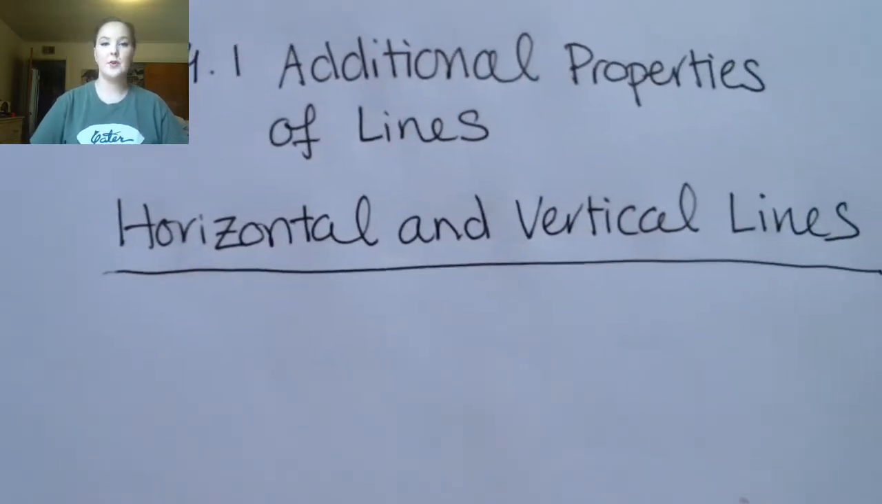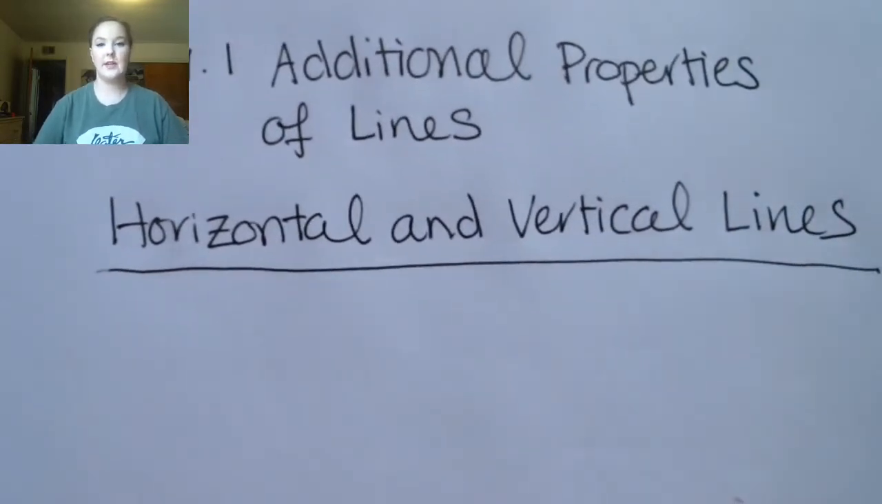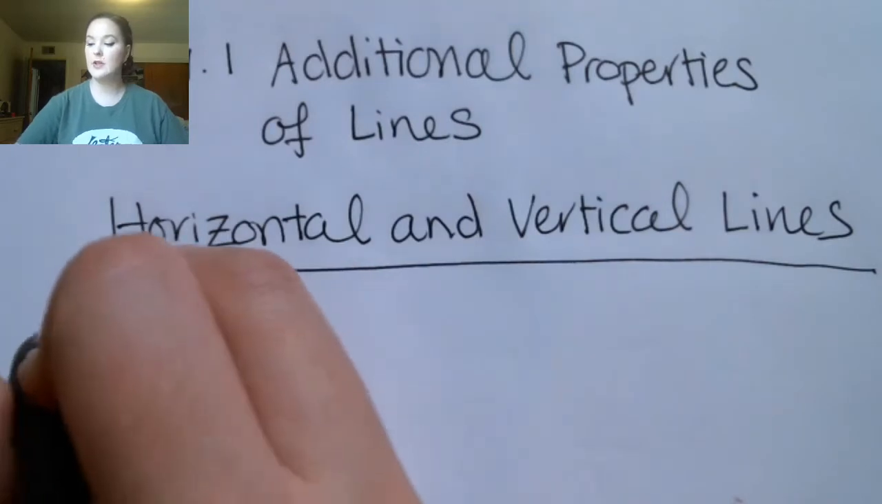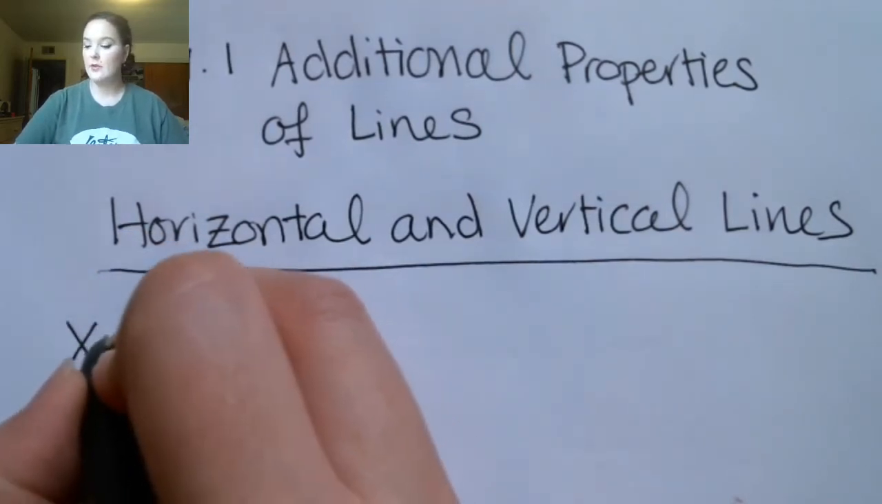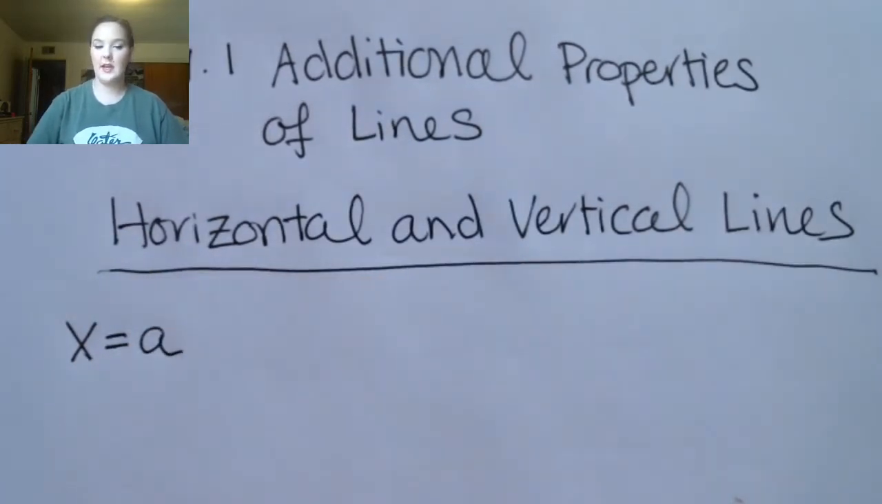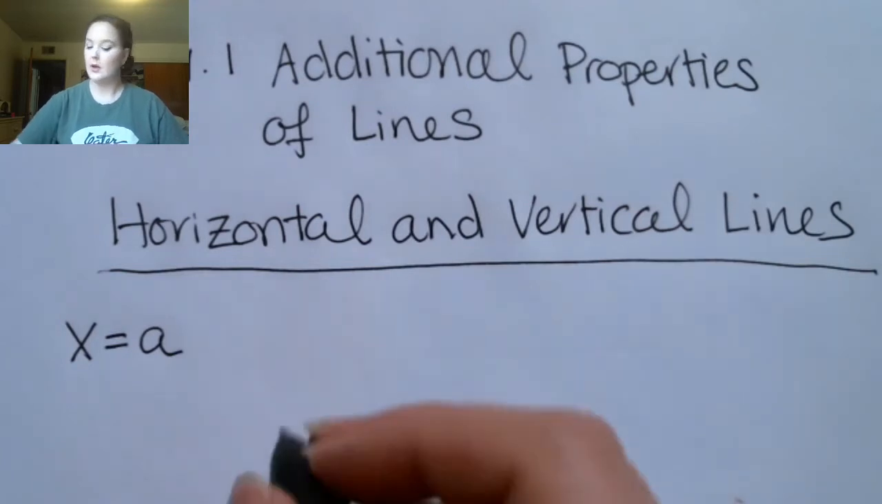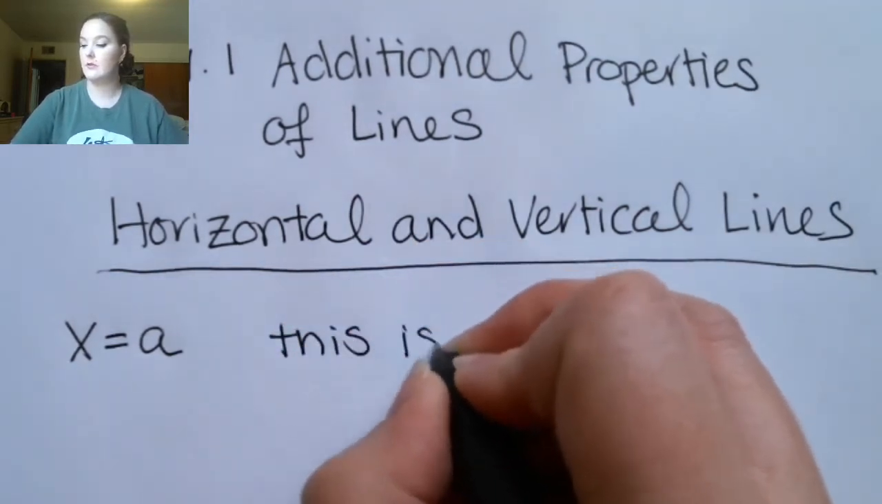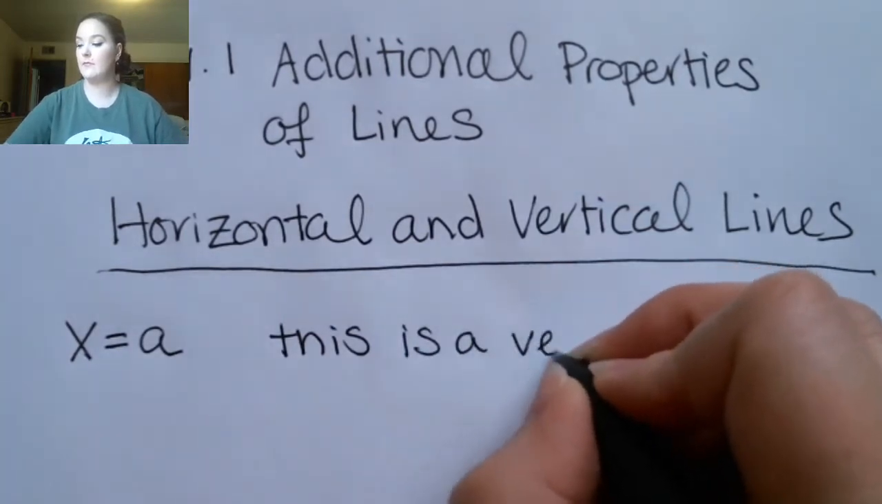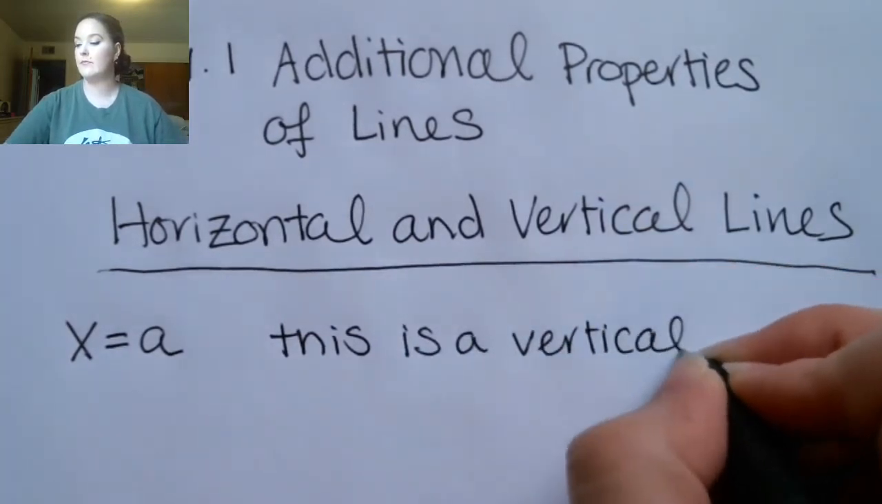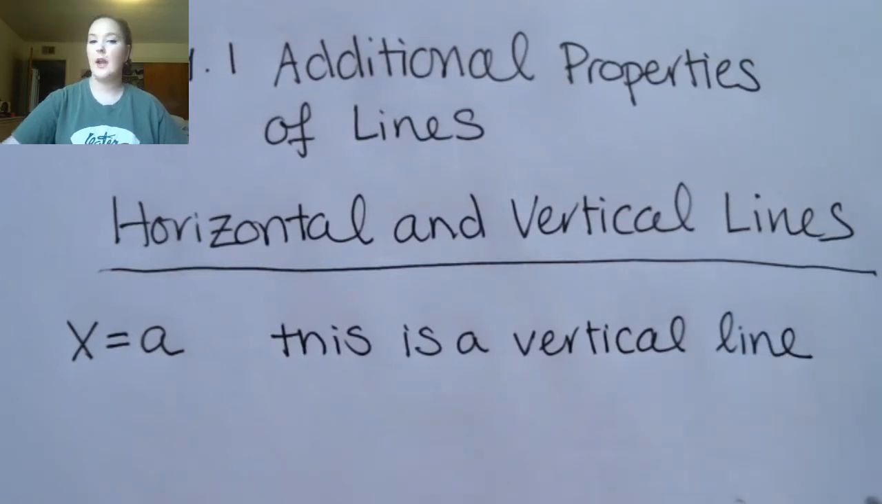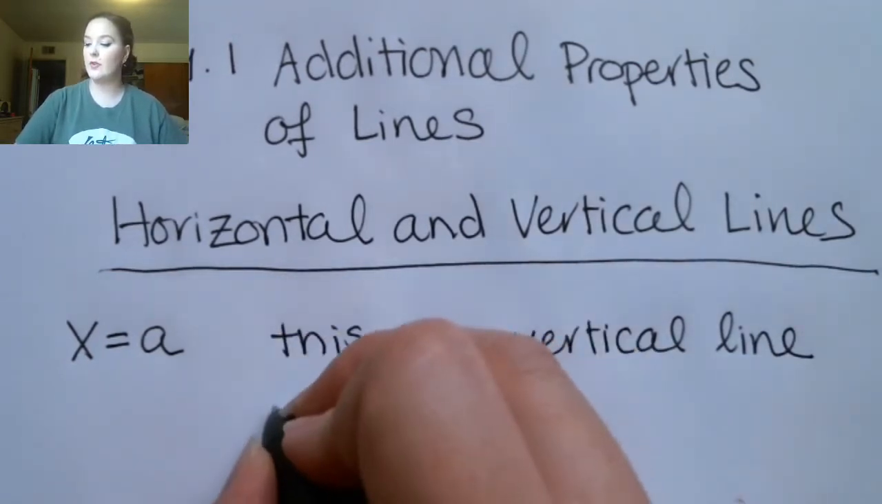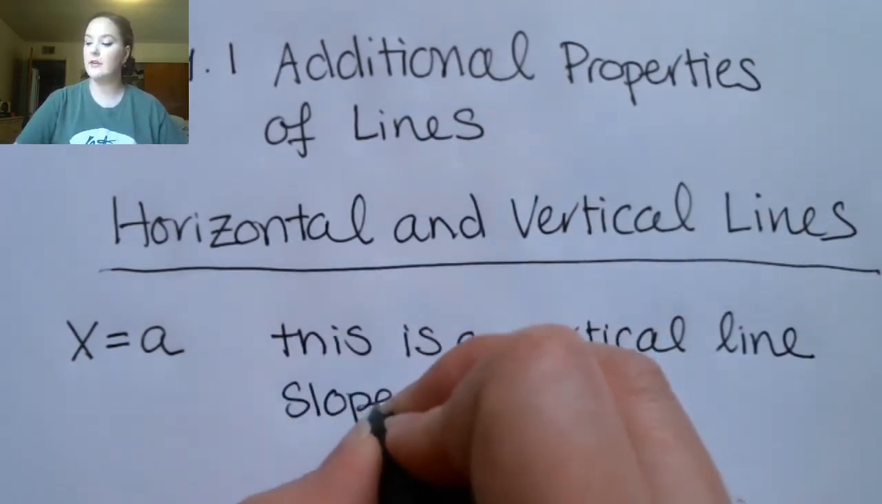You should have seen horizontal and vertical lines in your Algebra 1 class, so let me just remind you that if you have something like x equals a, where a is a number, this is a vertical line. And remember the slope of a vertical line is undefined.